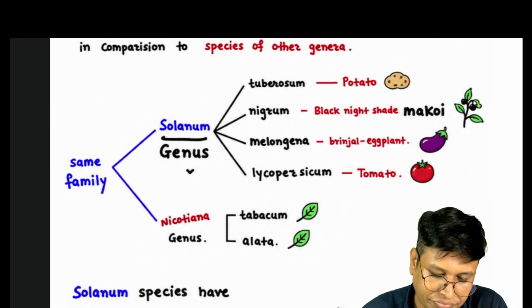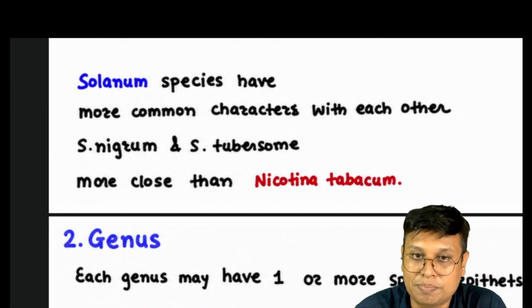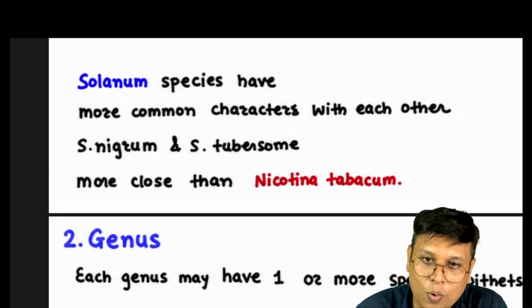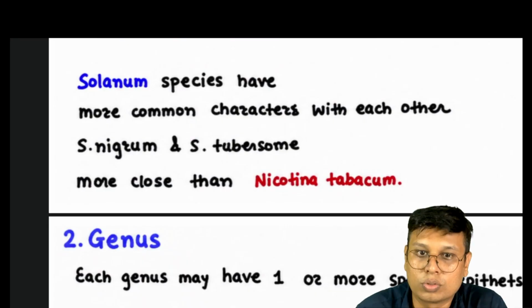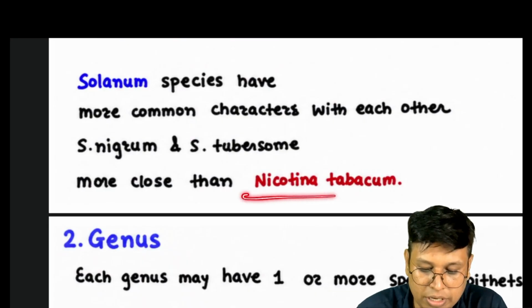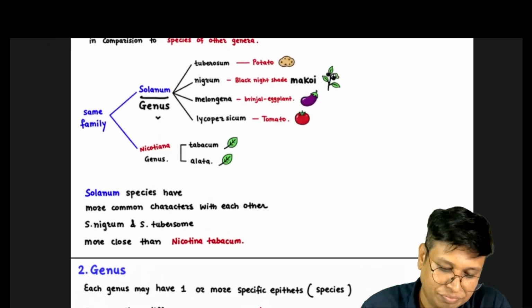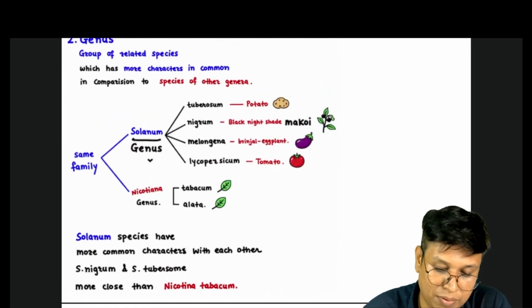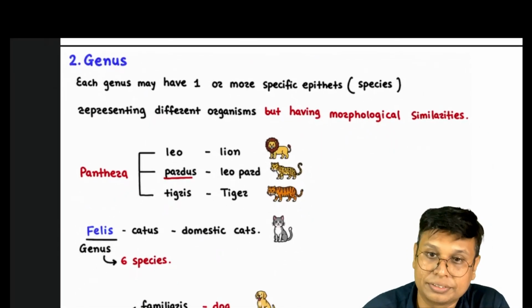Next, Solanum species have more common characters with each other, that is, Solanum nigrum and Solanum tuberosum are closer to each other than to Nicotiana tabacum. Very simple. Next example. This was an example for plants. The second one is an example for animals.